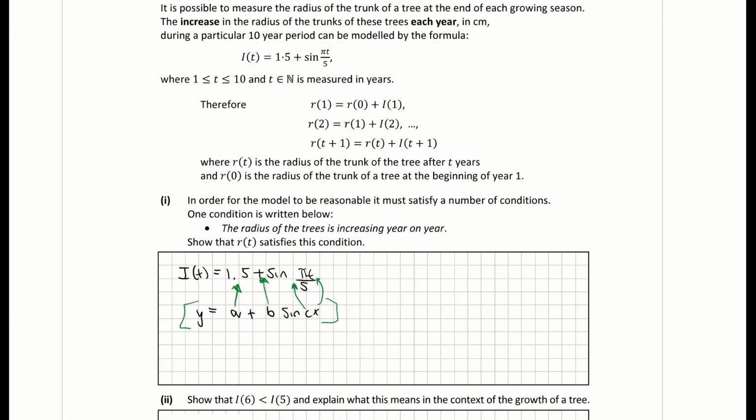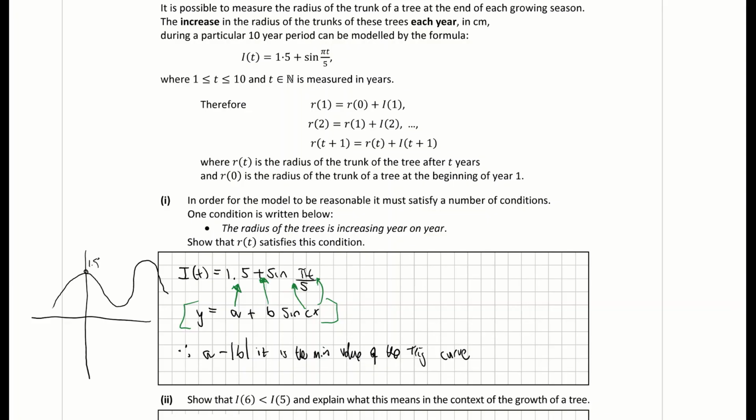From that, we can conclude that if we take a minus the modulus of b, so the positive value of b, it is the minimum value of the trigonometric curve. So what that means here is that if we were to do a quick sketch of it, it's a sine function and it's crossing at 1.5. So it's looking something like that. Now what they want us to prove is, why is this graph not crossing the x-axis? Why is it not going down to the negative?